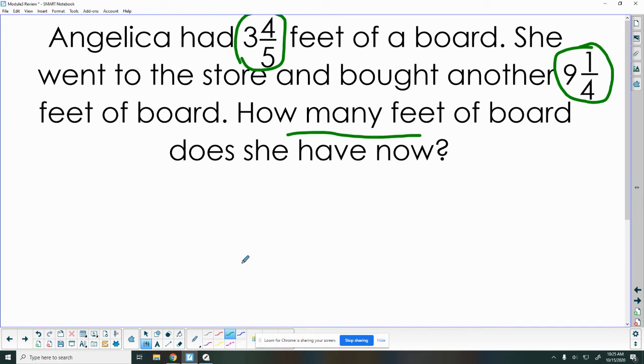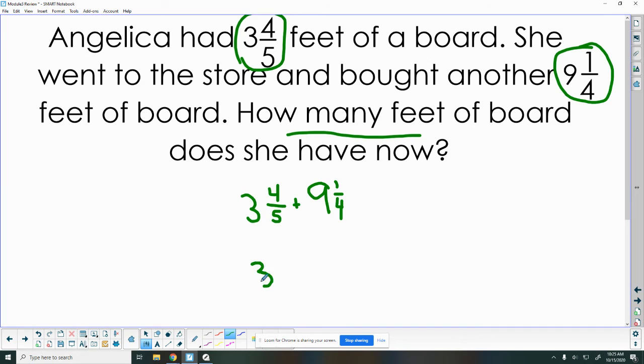So we want to put those together. Go ahead and pause and see if you can write an expression to match this problem. Hey, so I know I have 3 4/5, and I'm adding on 9 1/4. When we add, we've got to have common denominators. So pause and see if you can make common denominators for 4 and 5 and rewrite their fractions.